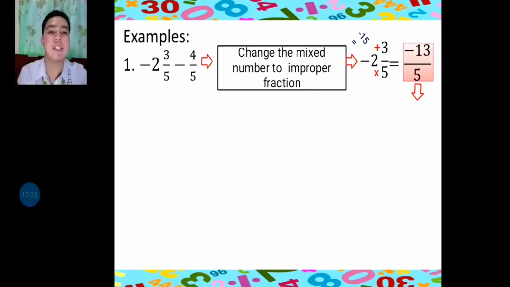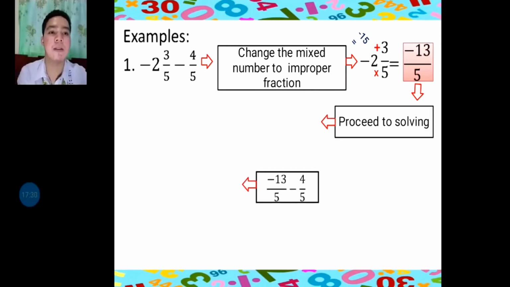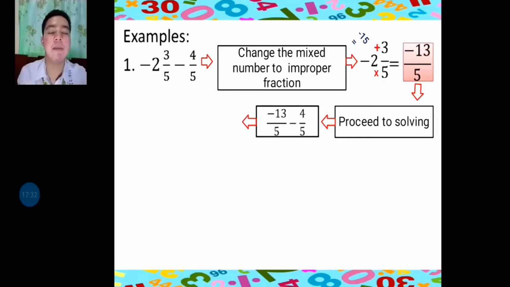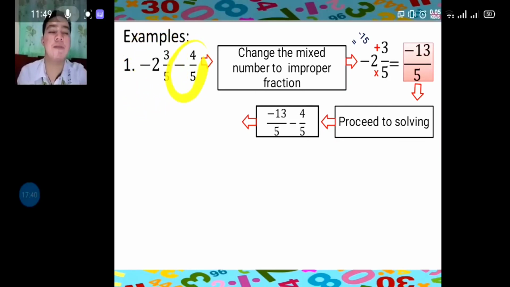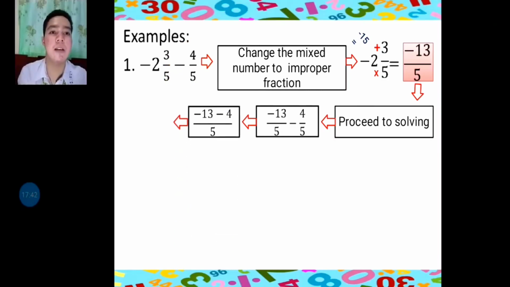Now let's proceed to solving the fraction. Now we have negative 13 over 5 minus 4 over 5. So this is equal to negative 13 over 5 minus 4 over 5. That will be negative 13 minus 4 over 5. Then our answer will be negative 17 over 5. How is that possible?